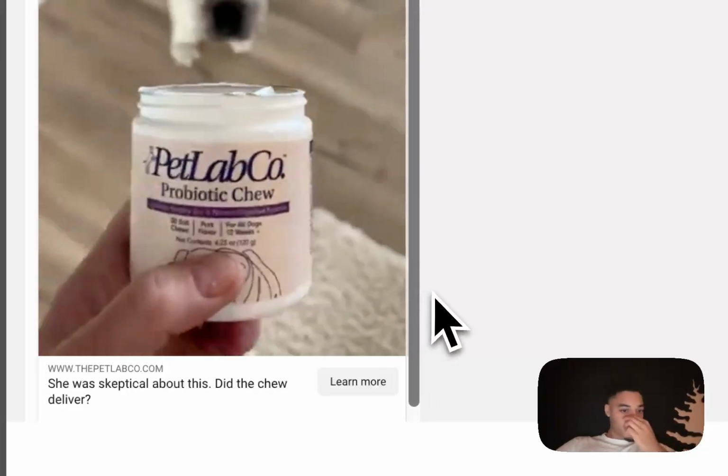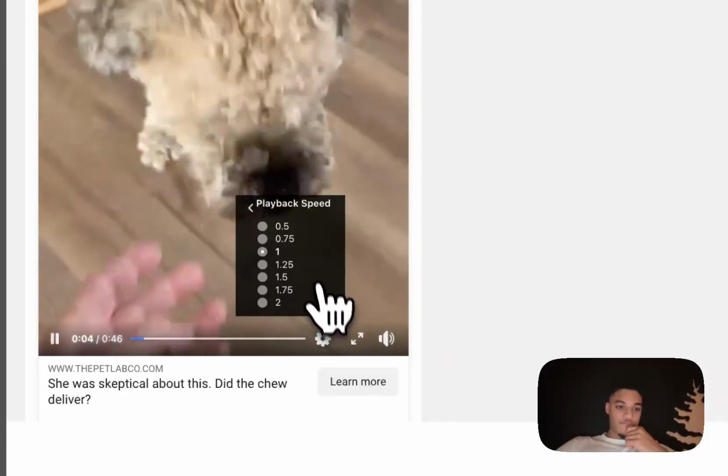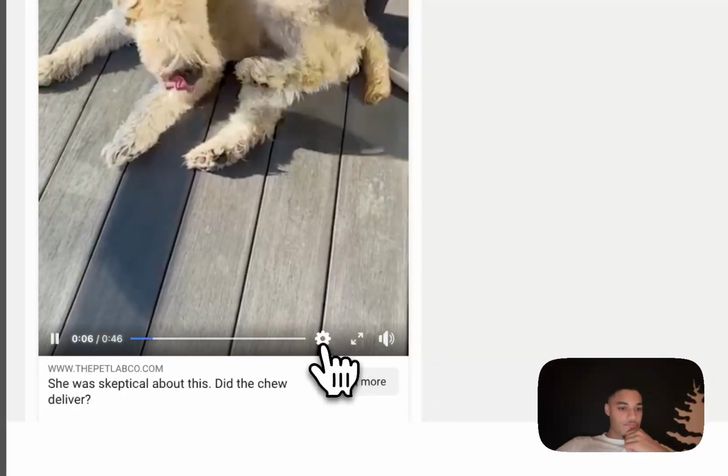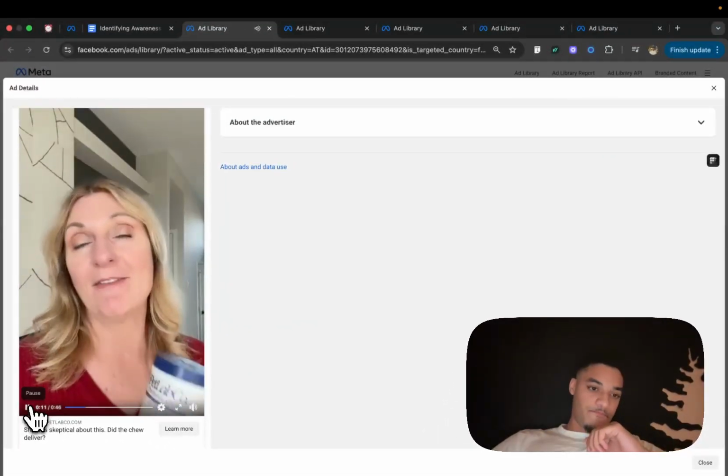I got suckered into buying this probiotic chew for my itchy dog on Instagram. And if I ever meet the owner of this product on the street, I'm going to give you a big fat hug.